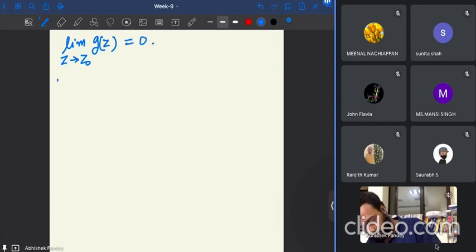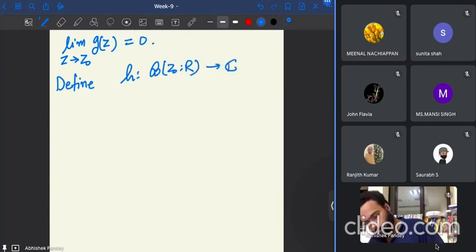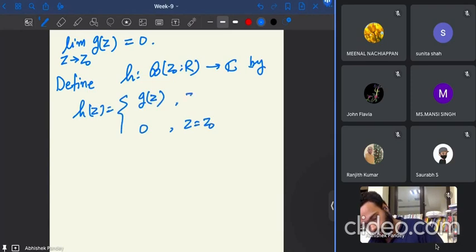So now define a function from the whole ball to C by h(z) equals g(z) when z is in the deleted ball, and 0 when z is equal to z naught.